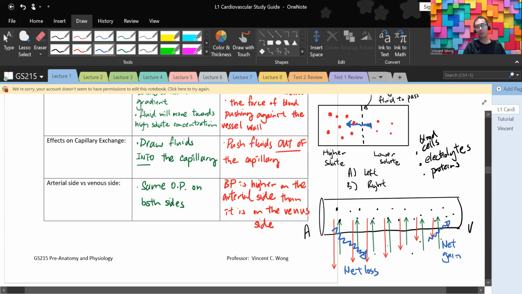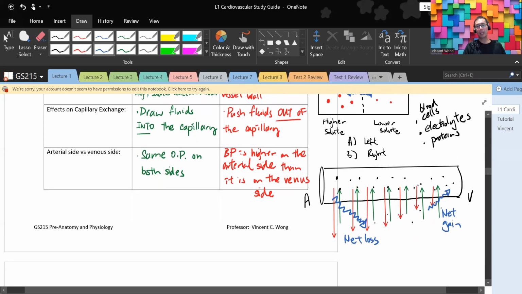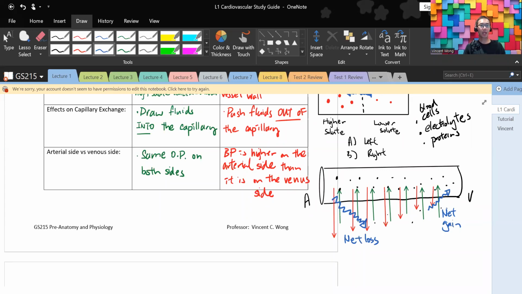Okay, but if you remember from the lecture, they are not the same. You actually end up losing more than you're able to bring in, so there will always be some leftover fluid that is in the tissue, and that actually is important for another reason that you will learn next week. So that's it.